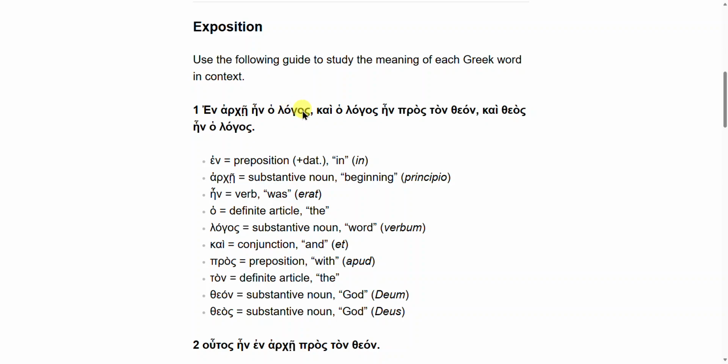syllable and fall back on this syllable. We have lambda, omicron, gamma, omicron, and then final sigma. Logos. En arche, ein ho logos.